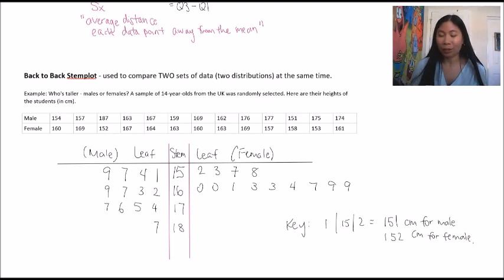Females do tend to be shorter. And then in the key, it looks a little bit different now because we have the two different sides for the leaves. So we write it as, I just chose the smallest numbers for each data set. The 1 line 15 line 2 stands for 151 centimeters for the male and 151 centimeters for the female.